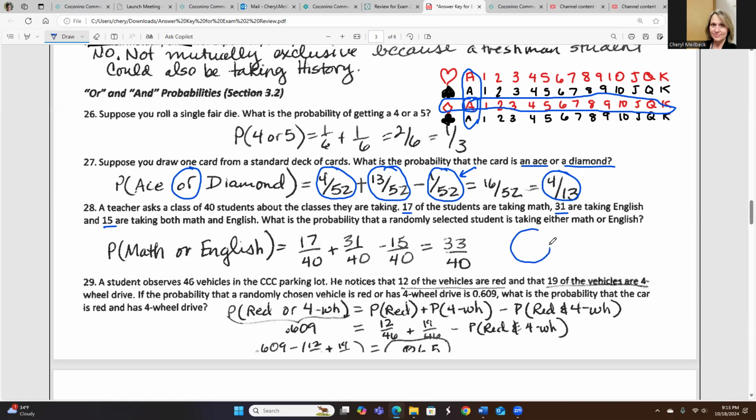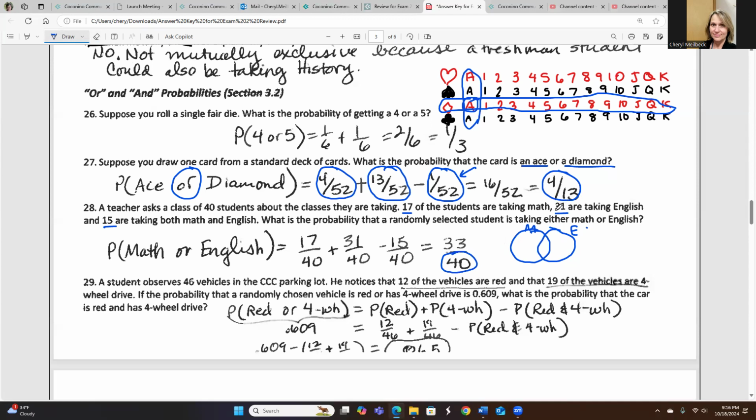So if we look at this, we have math here, and we have English. Ooh, I don't like the way those are drawn. Let's try this again. So that left circle is math, and the right circle is English. So much better. And there are 40 students total, so we know our number down here is 40.